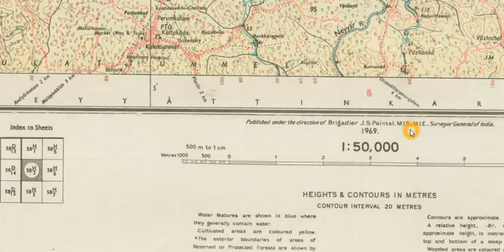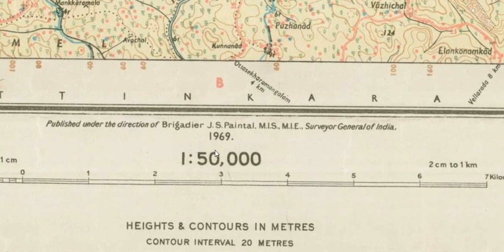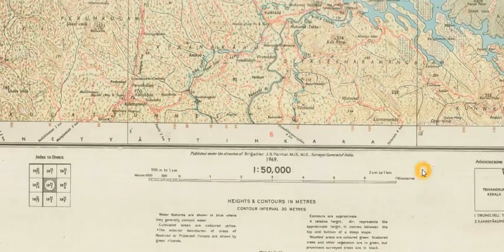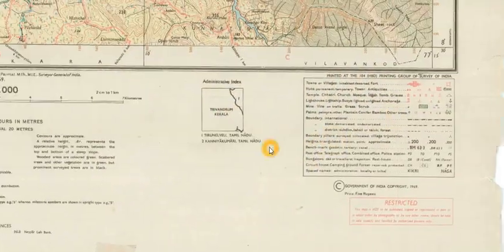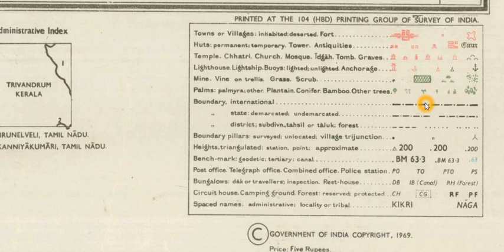If you go again in detail, we'll get an idea under whose guidance the map was prepared and in which year it was published. So this particular topo sheet was published under the direction of Brigadier J.S. Painter, Surveyor of India, in the year 1969. On the top we saw that the survey was conducted in 1967-68 and it was published in 1969. Now we have some more conventional signs and symbols here on the other side. It shows the meaning of almost all the signs and symbols used here.